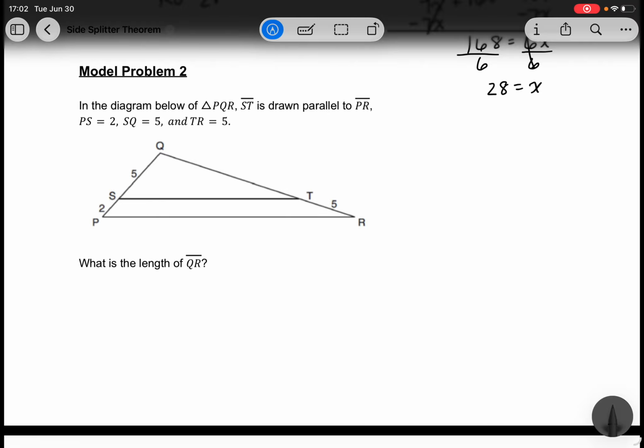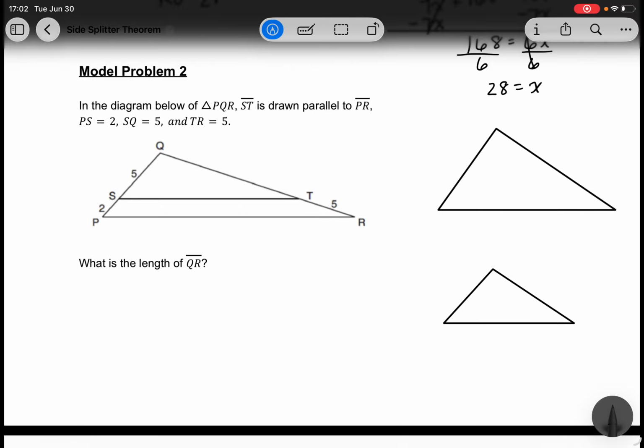Next, we have two triangles. Our main triangle is triangle PQR, which is our larger triangle, so I'm going to draw that one first. And then we have our smaller triangle, which is triangle QST. I did not say that in the right order. Triangle STQ.